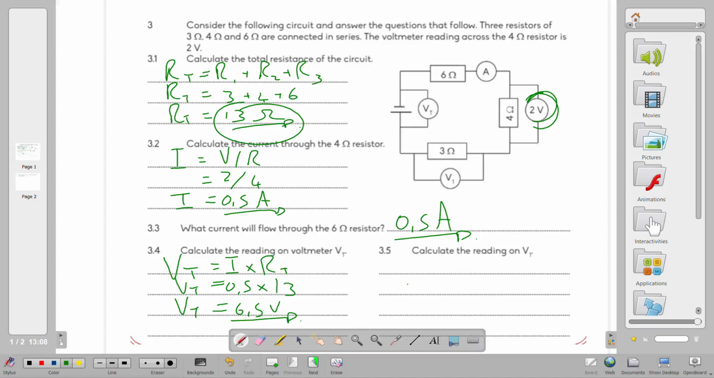Next, calculate the voltmeter reading on V1. Okay, well, we know V is equal to I times R. The current is 0.5 and the resistance is 3. 0.5 times 3 is 1.5 volts. All right, make sure you have that straight, simple, just like that.